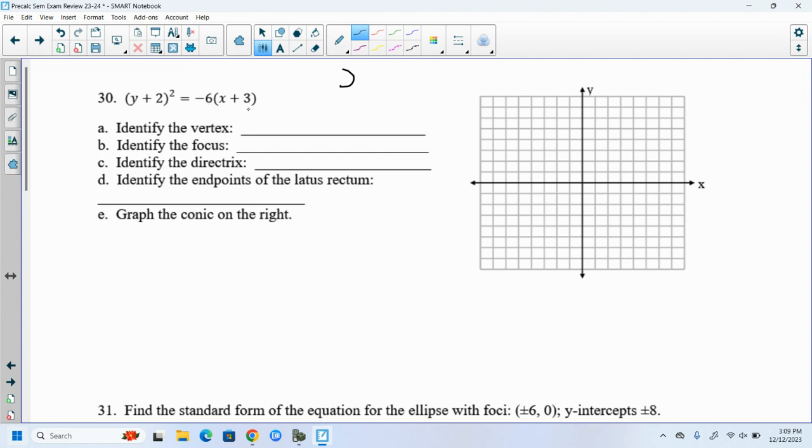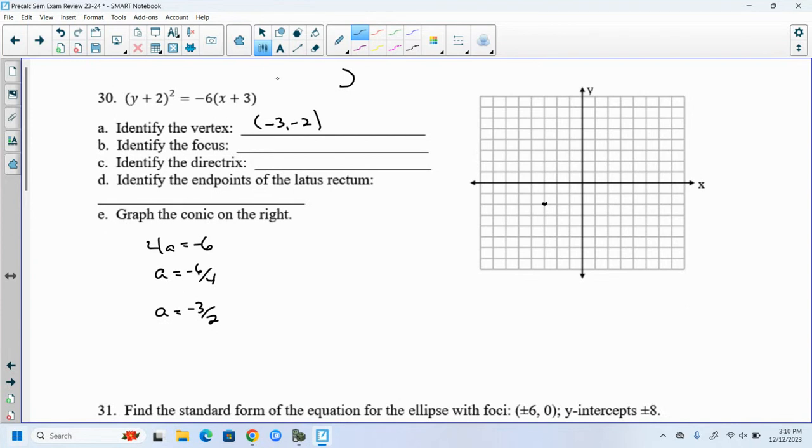Vertex, remember it's xy, so it will be negative 3, negative 2. To get the a value, 4a equals negative 6, whatever the constant is in front of there. A is negative 6/4, negative 3/2. So the negative tells me it opens up to the left, and I don't really worry about the negative anymore. So I just graphed my vertex.